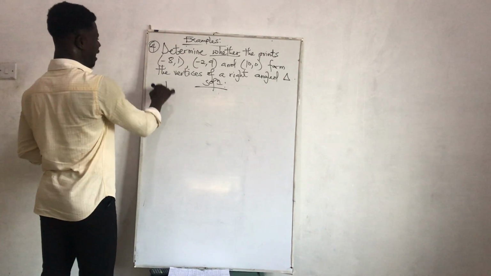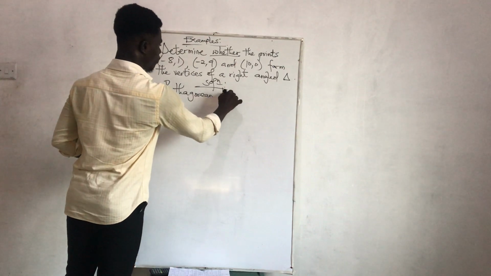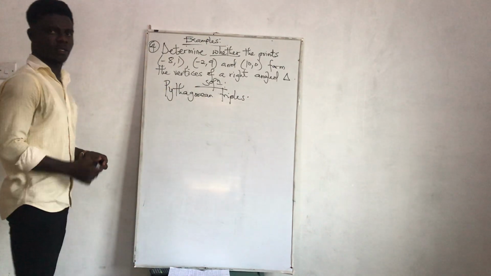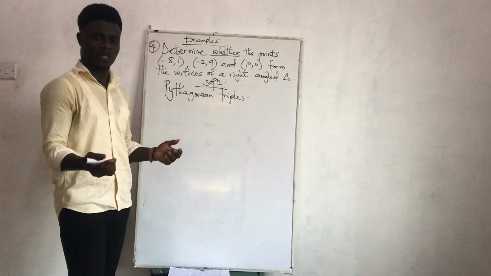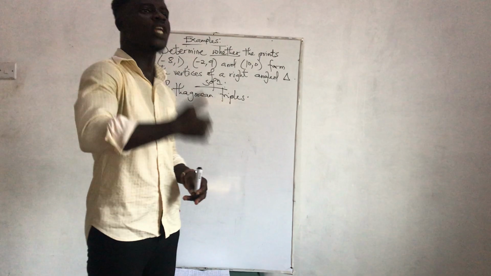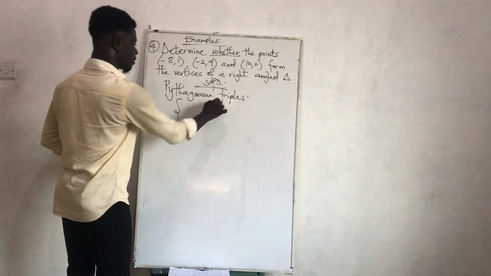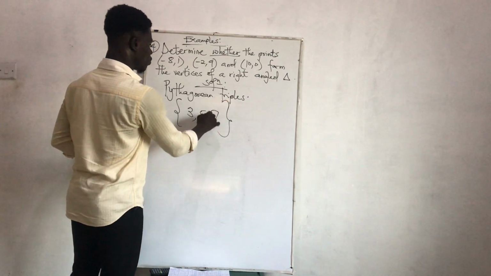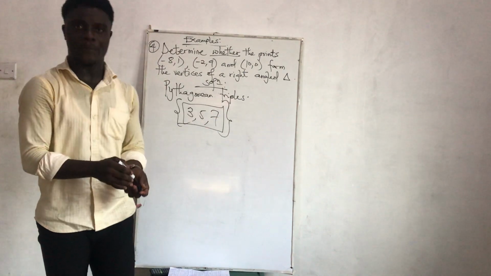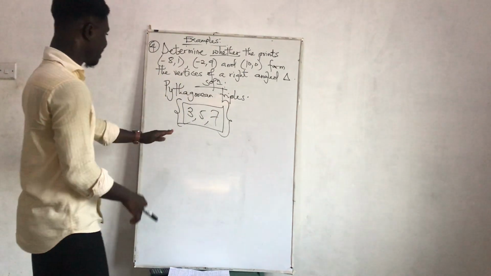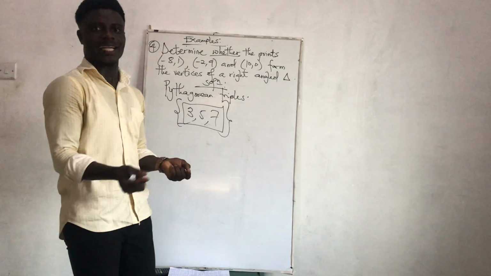Now for a right angled triangle, we'll be using Pythagorean triples. I believe you remember Pythagorean triples. It's a set of 3 integers, right? It's a set of 3 integers which obeys the Pythagoras theorem. So you can list the 3 integers, then you check whether these 3 integers obey the Pythagoras theorem.